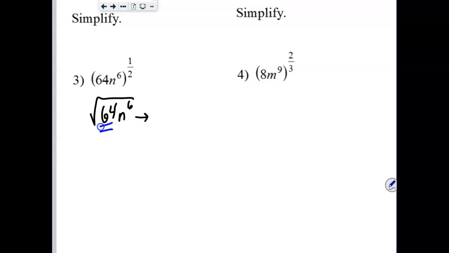So the square root of 64, better known as 8. So that simplifies out of the radical. And then the square root of n to the 6.